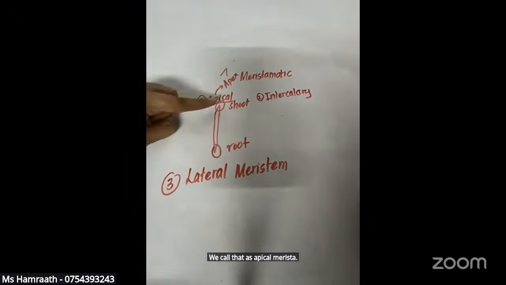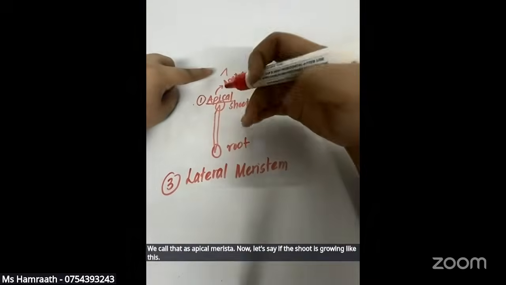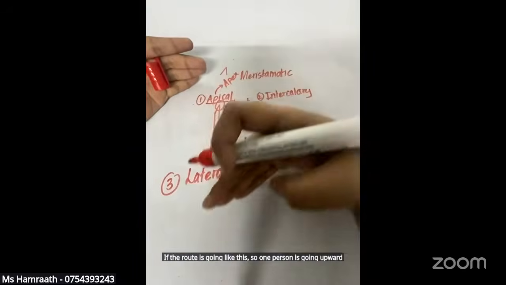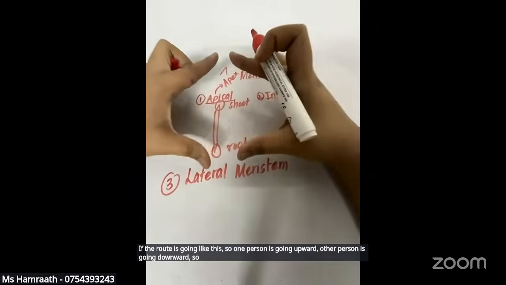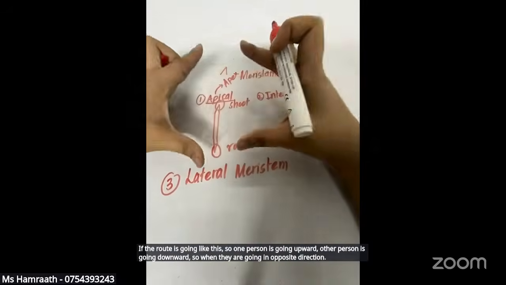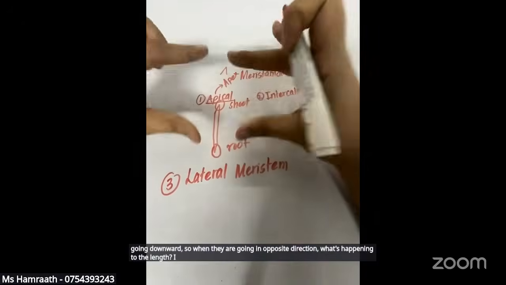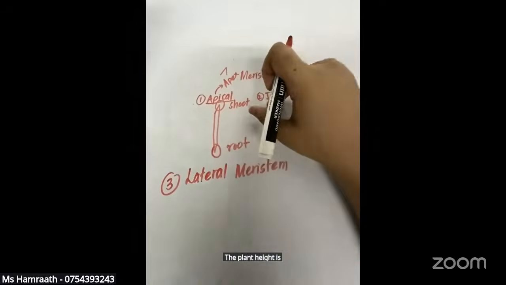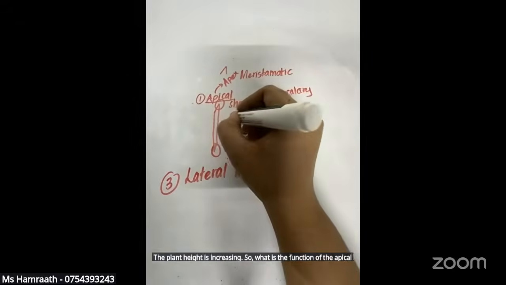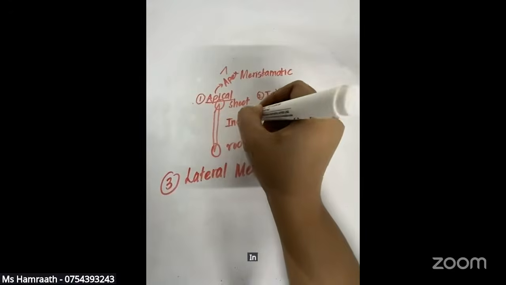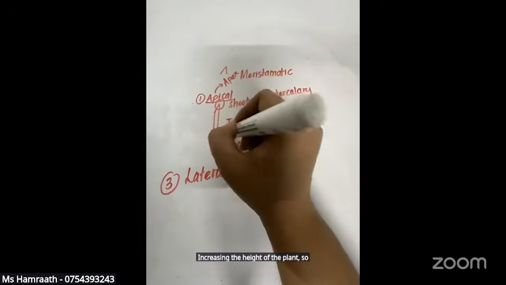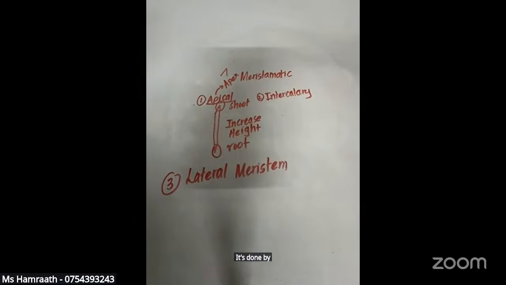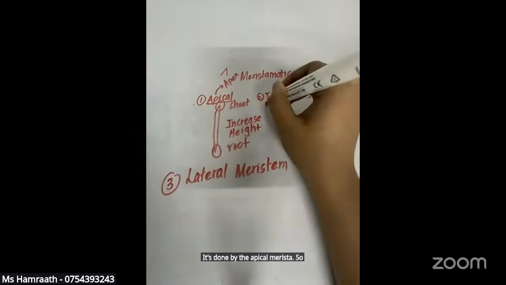If the shoot is growing upward and the root is going downward, they are going in opposite directions. What is happening to the plant? The plant height is increasing. So what is the function of the apical meristem? Increasing the height of the plant. That is done by the apical meristem.